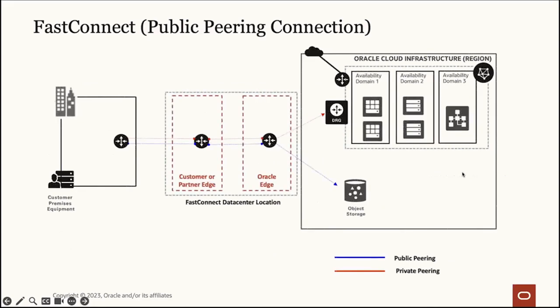Here we've got Fast Connect architecture. We have public and private peering. Public peering is going to advertise OCI public services or public VCN routes. In this case, we're routing towards the public service of object storage. For private peering, we are going to route through the DRG, advertising private and VCN routes.